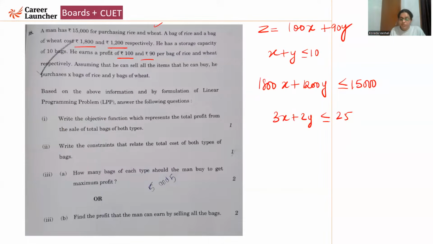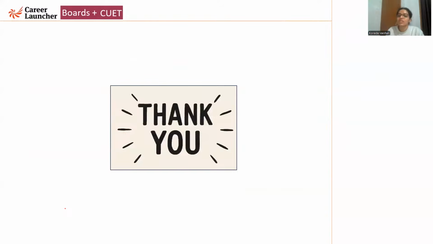So we have answered all the ऑप्शंस जो यहाँ पे गिवन है. ऑब्जेक्टिव फंक्शन बता दिया, कंस्ट्रेंट्स बता दिए, हाउ मेनी बैग्स शुड अ मैन बाय, इट इज गोइंग टू बी 5 and 5, and find the profit that a man can earn, it is going to be 950. So this completes all the questions.